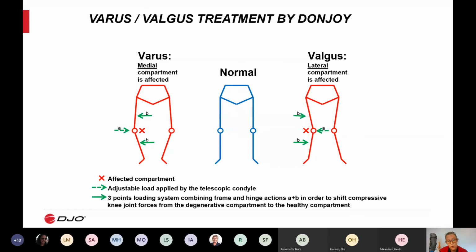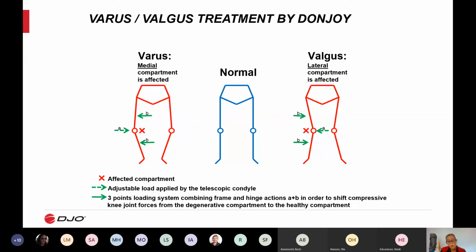Every time we talk about OA, we talk about the varus and the valgus treatment by DonJoy. Most of the braces sold are for when the medial compartment is affected. The lateral compartment we also sell for, but it's not that much. That has to do with the way we are anatomically built, so we have a tendency to get most of the problems on the medial side.